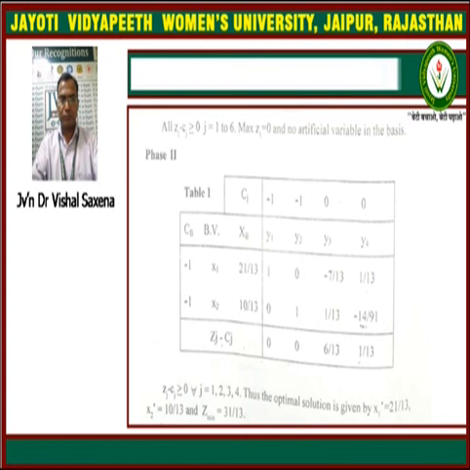Now we can see all Zj minus Cj are greater than or equal to 0, and therefore the optimal solution of the given problem is obtained, as we know that by the simplex method when Zj minus Cj is greater than or equal to 0, that will be the last stage. The optimal solution is now obtained as x1 star is equal to 21 upon 13 and x2 star is equal to 10 upon 13, and Z minimum is equal to 31 upon 13.